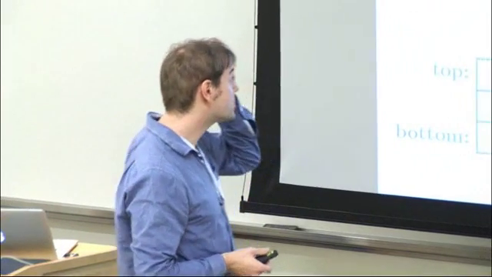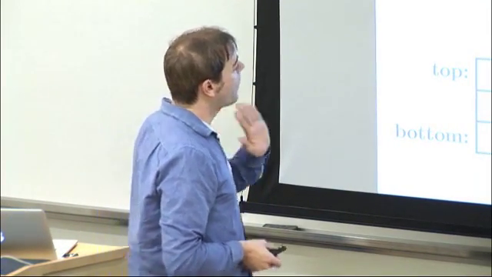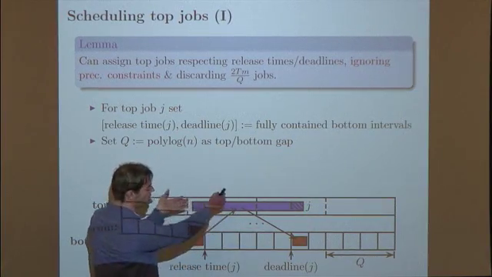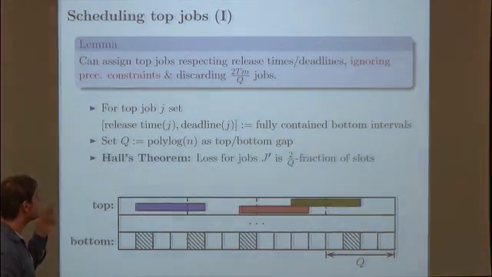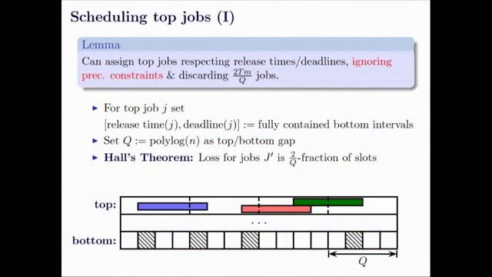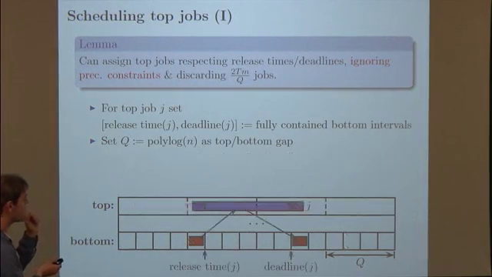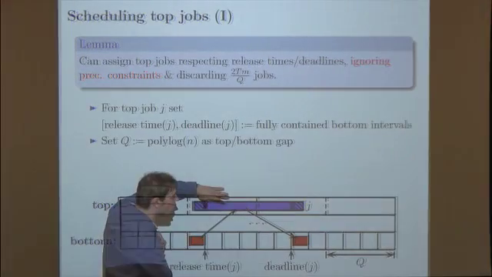Let's start with the first argument. If the top jobs wouldn't have any precedence constraints with each other, what could I do? I claim that then I could find a good assignment. Now this is an easy problem. This is essentially a bipartite matching problem, where you can imagine that for every top job, there are some time slots where you could schedule the job.